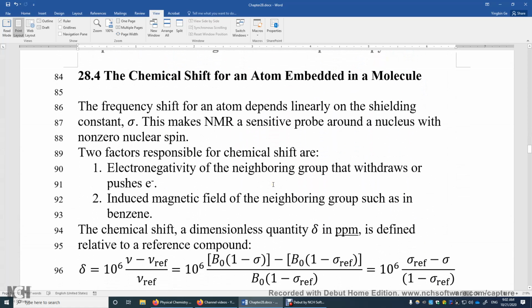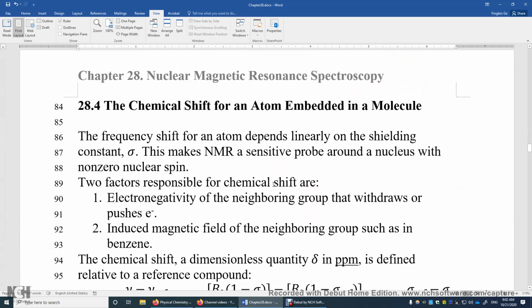Section 28.4, the chemical shift for an atom embedded in a molecule. So now we're talking about real molecules, for example, organic molecules, ethanol or whatever molecules you're looking at using NMR spectroscopy. The frequency shift for an atom depends linearly on the shielding constant sigma. So this makes NMR a very sensitive probe around the nucleus with a non-zero nuclear spin.